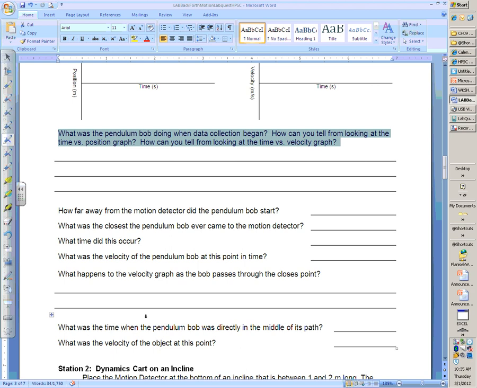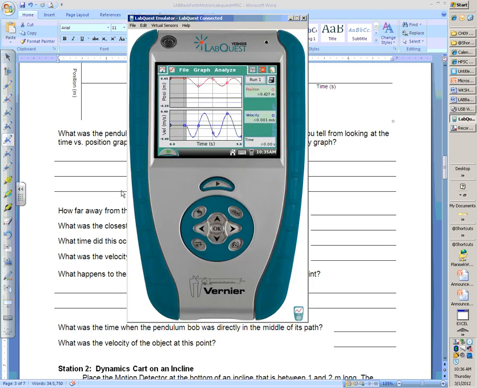The next question says, you guys can't see it on the screen. It says, how far away from the motion detector did the pendulum bob start? So if we go back, if we go here, okay, if I touch either of the graphs, you'll see that these little lines, this little dot show up.